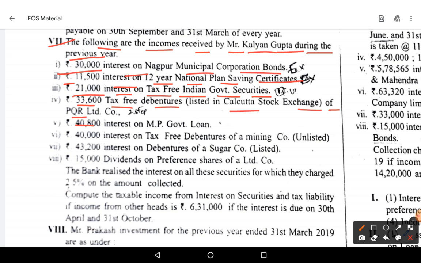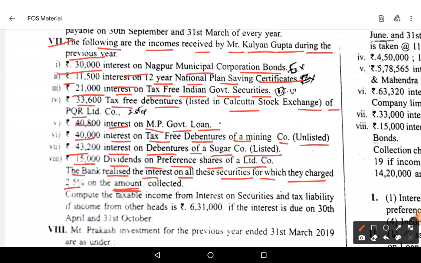Next, sorry, 40,800 interest on MP government loan. 40,000 interest on tax-free debentures of a mining company, unlisted. 43,200 interest on debentures of a sugar company, listed. 15,000 dividend on preference shares of a limited company. The bank realizes interest on all these securities for which they charge 2.5% on amount collected.